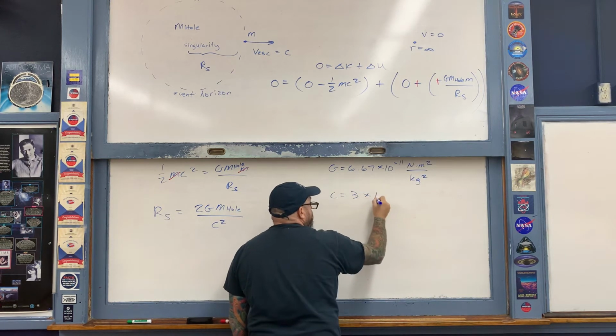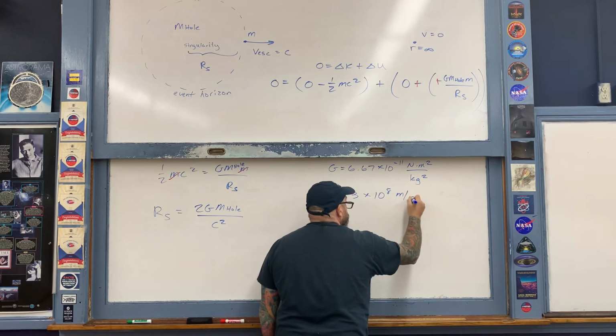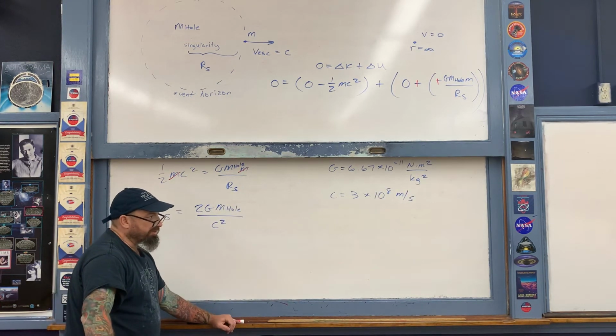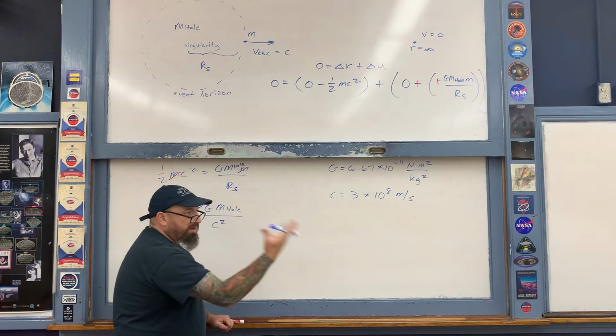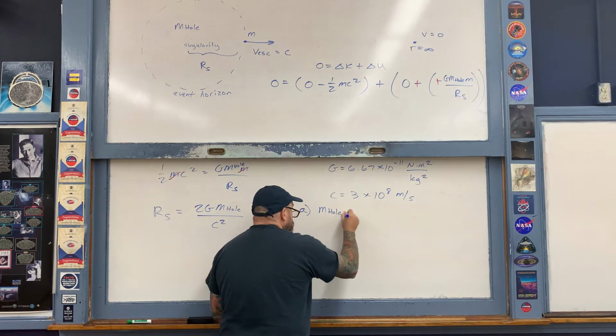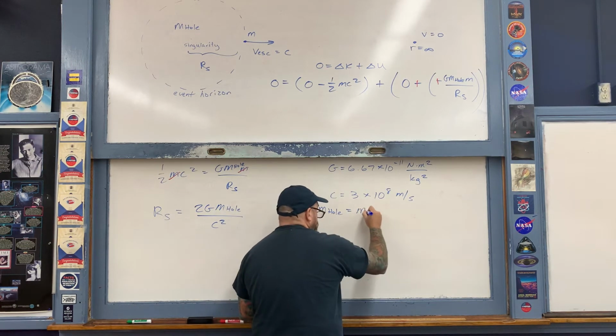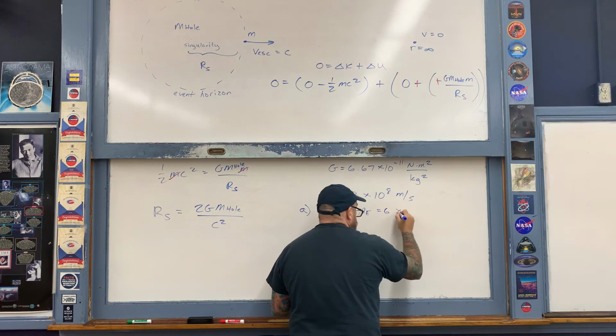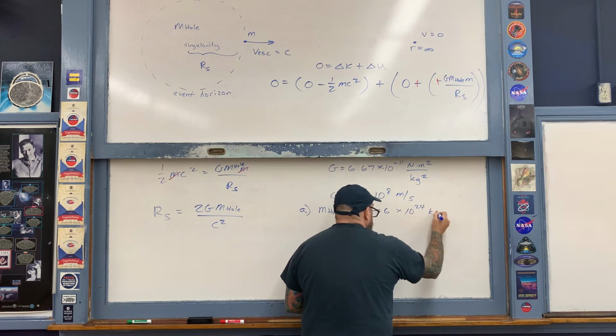It will become very important, by the way, near the end of this course, and that's 3 times 10 to the 8th meters per second. And now let's call part A here. What happens if you could somehow crush the Earth to the point where it becomes a singularity, where its mass is 6 times 10 to the 24 kilograms.